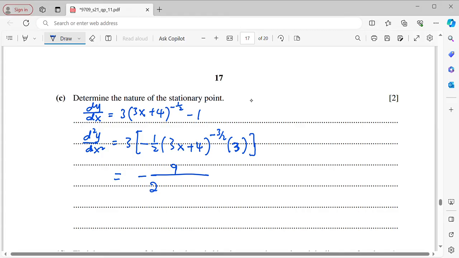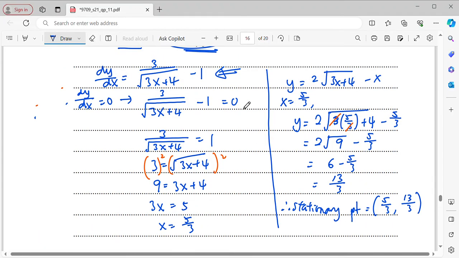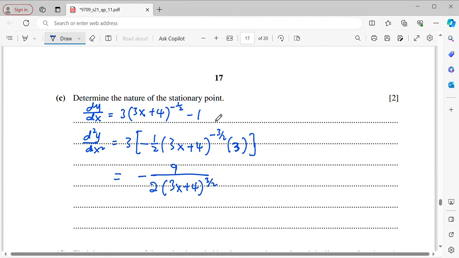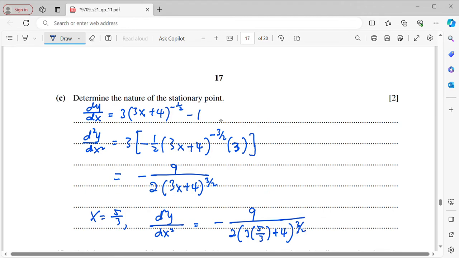Then (3x + 4) to the power of 3 over 2, once I've moved down the 3x + 4. And then now you have found the stationary point in the previous part, x equals 5 over 3. So now I will replace the x by 5 over 3. Then my d squared y over dx squared will be negative 9 over 2 times 3 bracket 5 over 3 plus 4. And then the whole degree is 3 over 2.